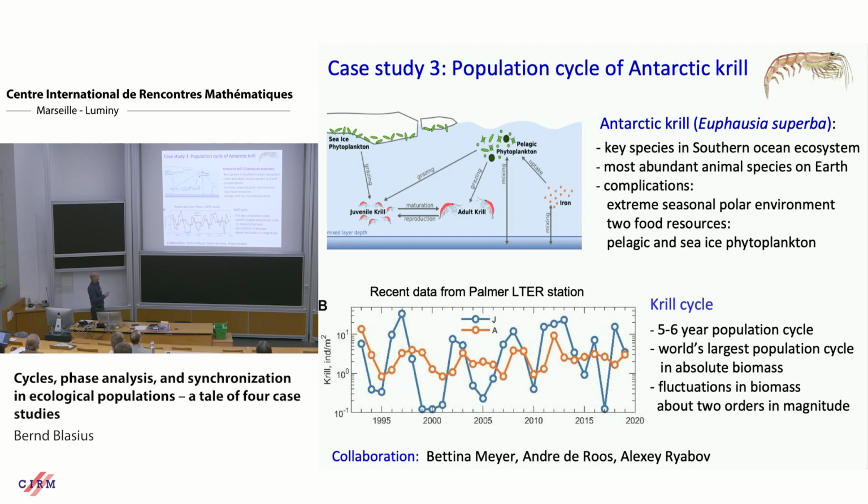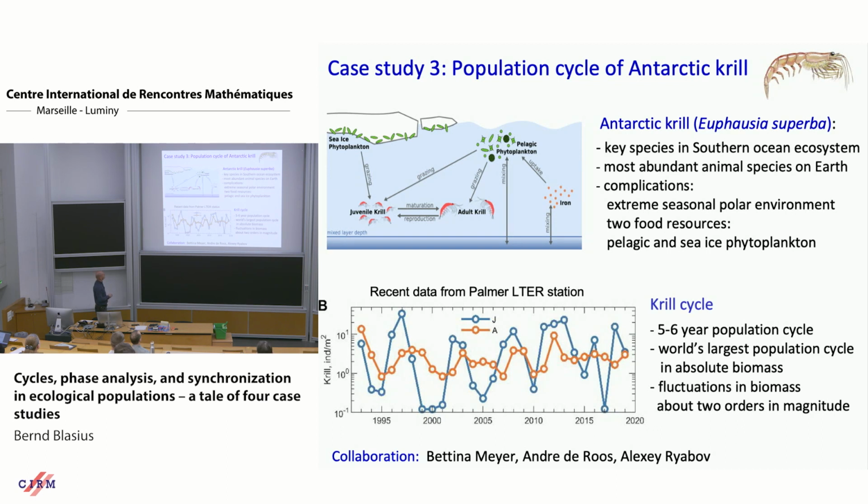And when you look at the data, that's on a log scale, you see these pronounced fluctuations. So that's the largest population cycle in biomass, and the fluctuations are more than 2 orders of magnitude. It was a study with Bettina Meyer, Alex Riabo from my group who did the heavy lifting in this, and Andre de Roos helped us to develop this model.